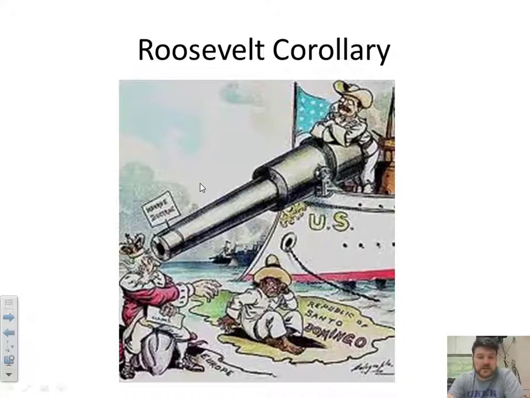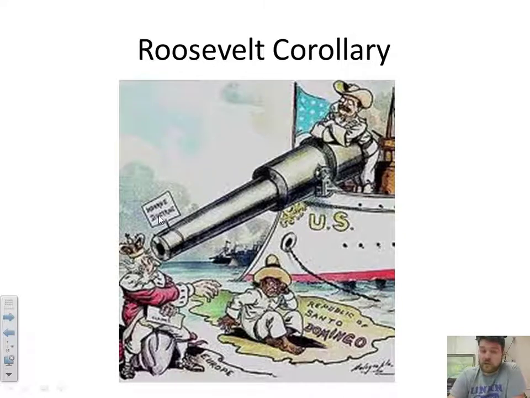Another political cartoon. Here's Roosevelt in the upper right-hand corner. Down here, this represents the monarchies of Europe. And in the middle, we have the native of the Dominican Republic. And at the bottom here, it's kind of hard to read, but it says the Monroe Doctrine.